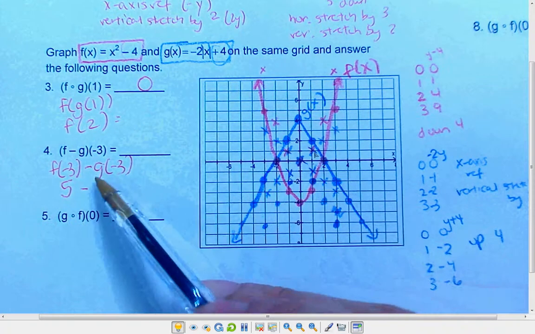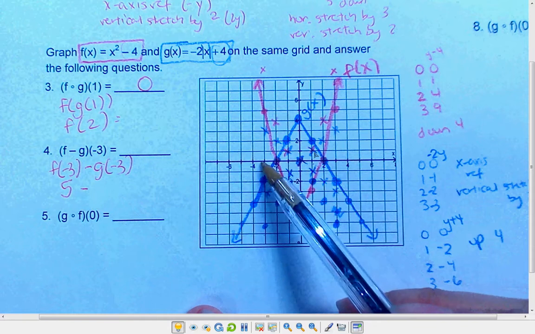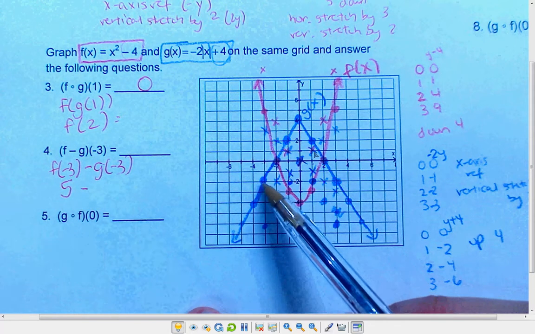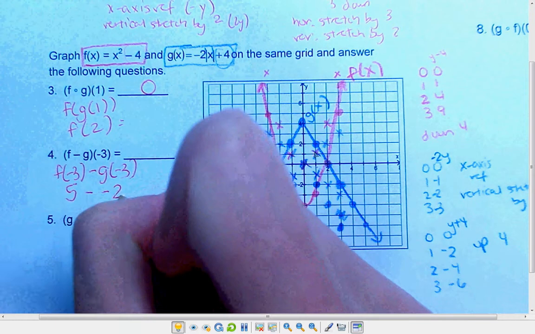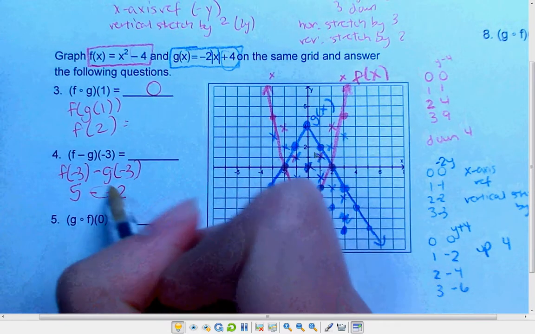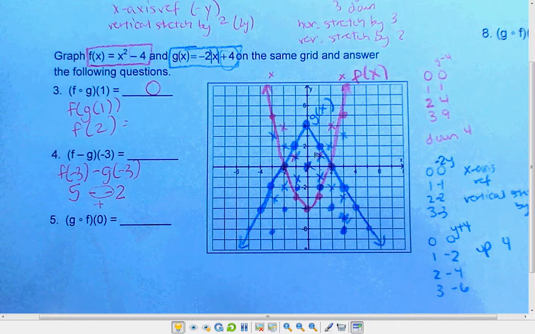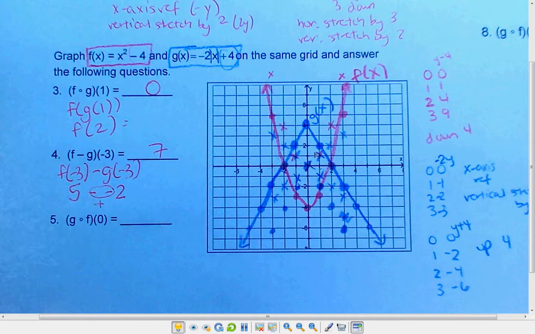Then I'm going to subtract g of negative 3. So again, go to negative 3. Now I'm going to go down to the blue function, which is g. And at negative 3, your y value is negative 2. So 5 minus negative 2, this minus and negative becomes plus. So 5 plus 2 just gives me 7.